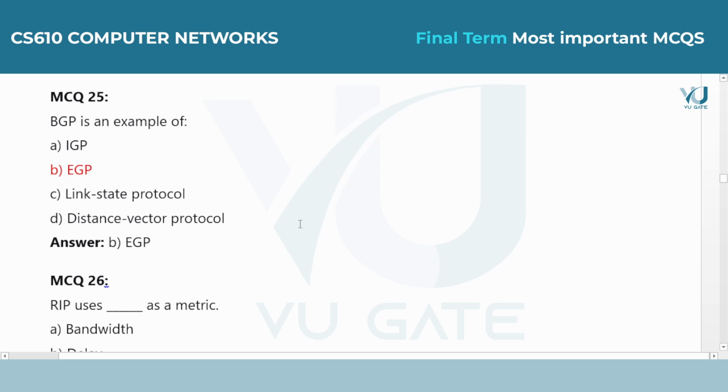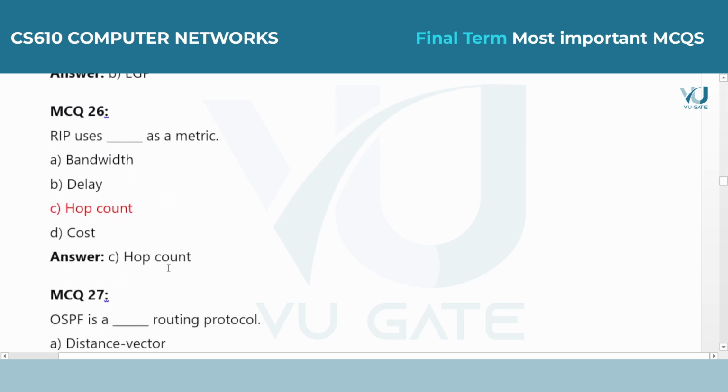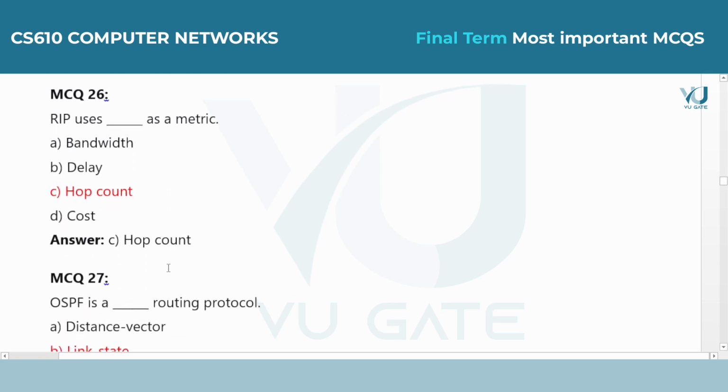Answer: B. BGP concept. Border Gateway Protocol, BGP, is an external gateway protocol used to exchange routing information between different autonomous systems on the Internet. MCQ 26. RIP uses as a metric. Answer: C. Hop count concept.